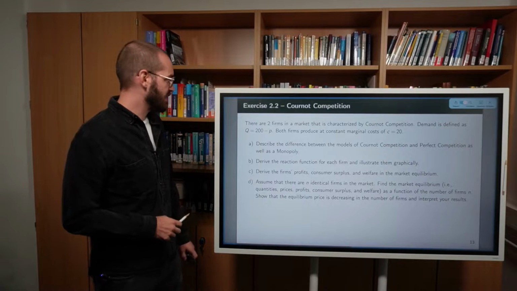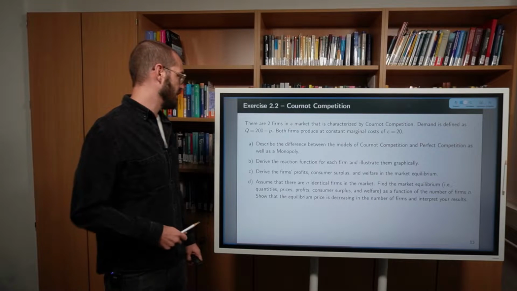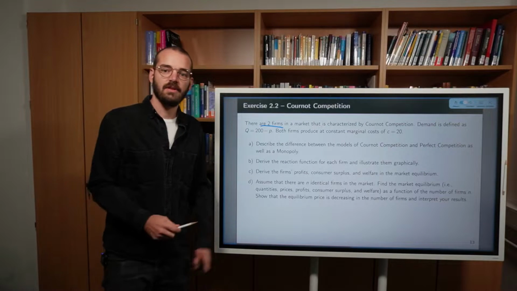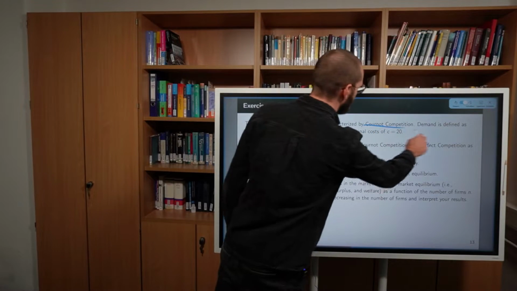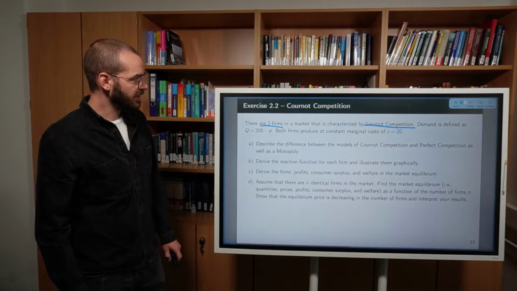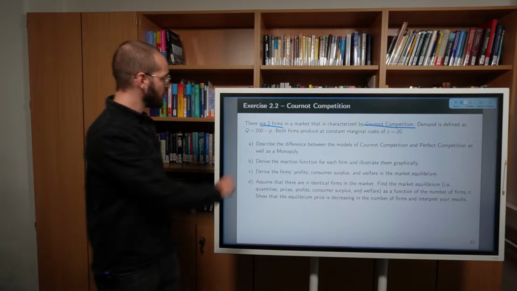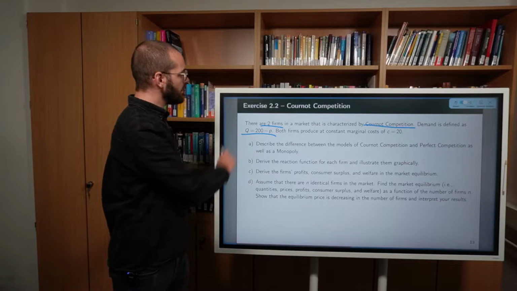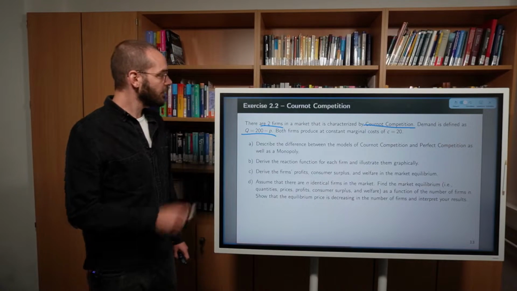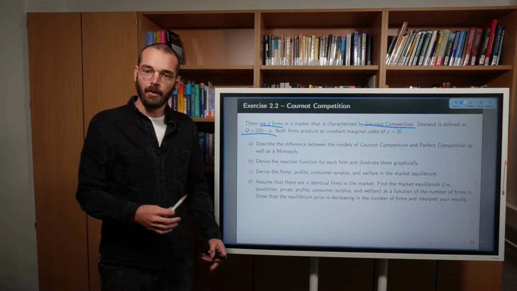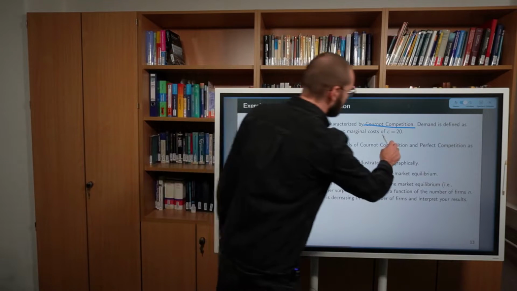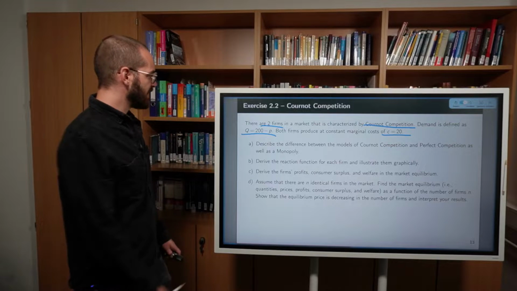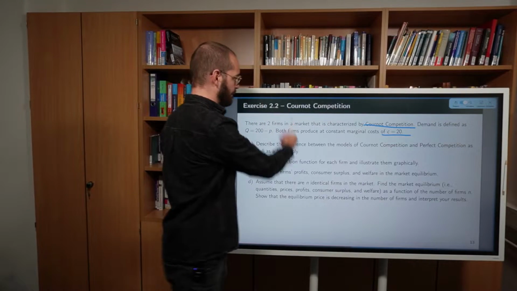Alright, in this exercise we are faced with a situation where there are two firms in a market, and we know that by assumption this market is characterized by Cournot competition. We further know that the demand is defined as a function Q of P, so quantity as a function of the price, equals 20 minus P. And then finally we know that the marginal costs of both firms are constant at lowercase c equal 20. Alright, now let's dive into the exercise itself.